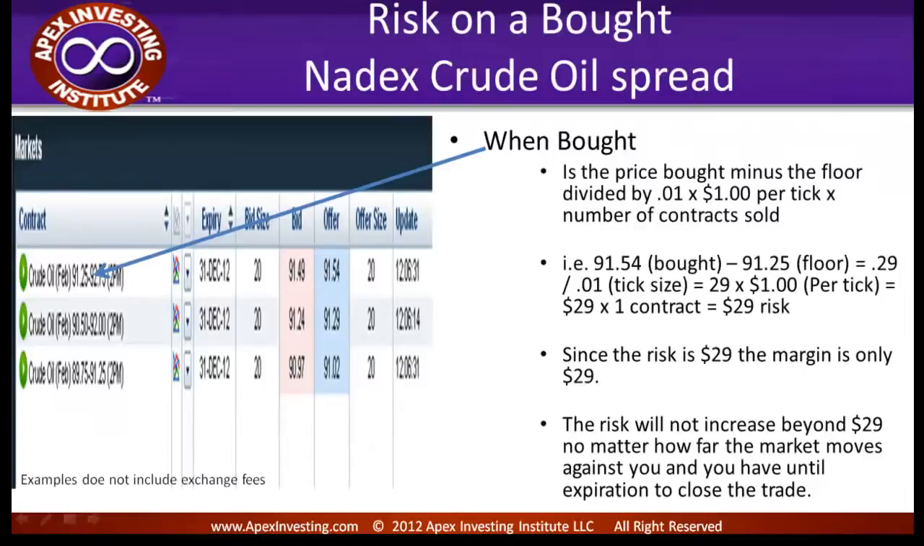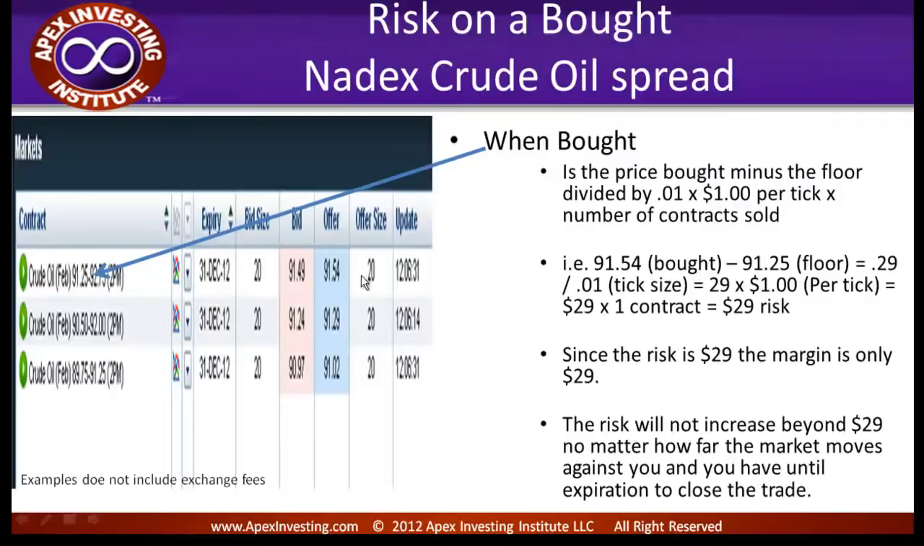So now let's look at the risk and potential profit when buying and selling a Nadex crude oil spread. Well, if we buy this spread right here, the simplest way to figure it out, by the way, is simply clicking on the offer or the bid and putting in a size of 1. By doing that, it'll actually calculate on the Nadex platform for you automatically, without you doing any math, the potential risk and the potential profit of a trade. So when buying it, we look at the price bought minus the floor. Here's the floor and here's the ceiling. We divide that by 0.01. We multiply times $1 per tick times the number of contracts.